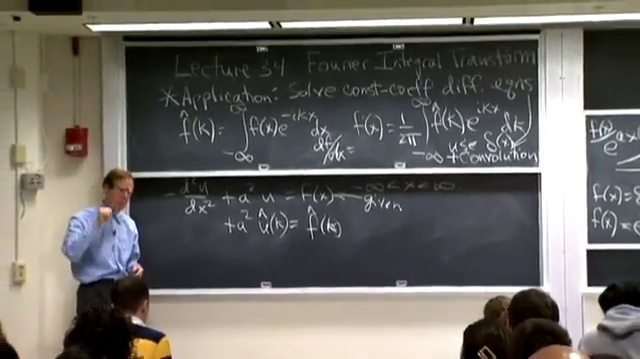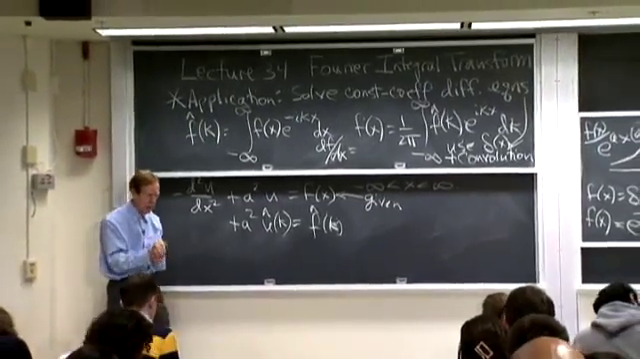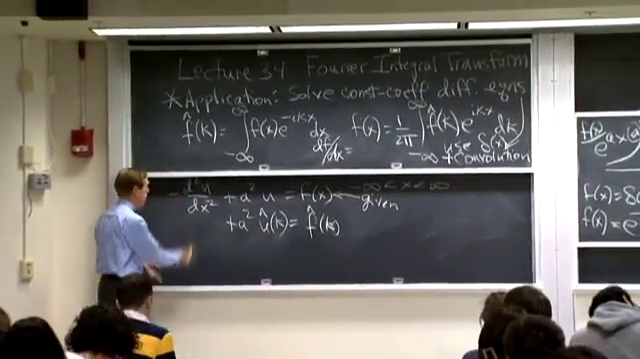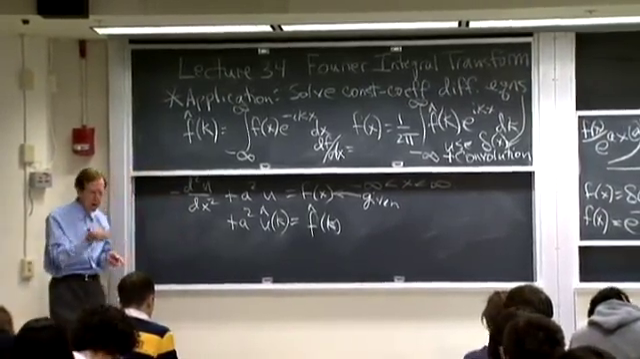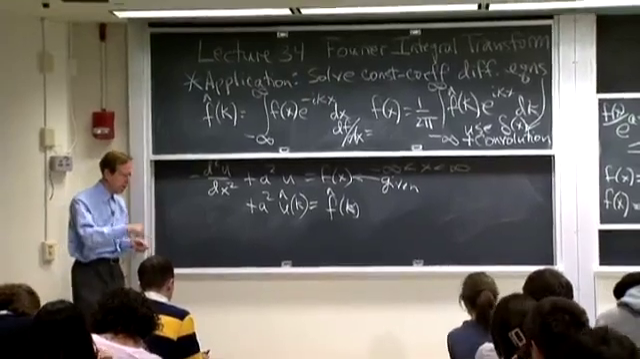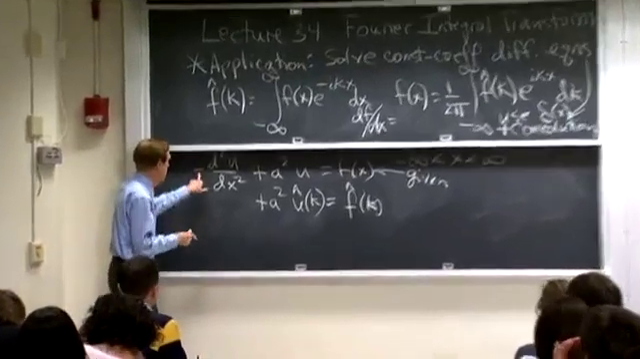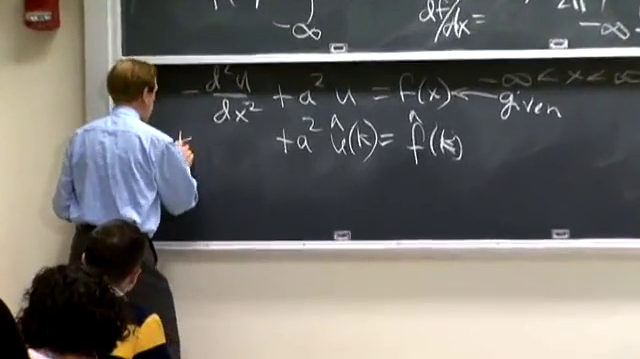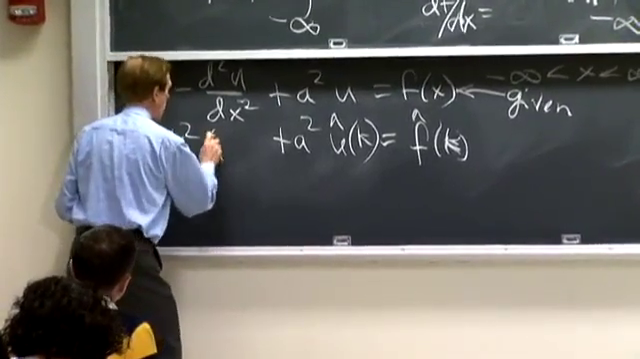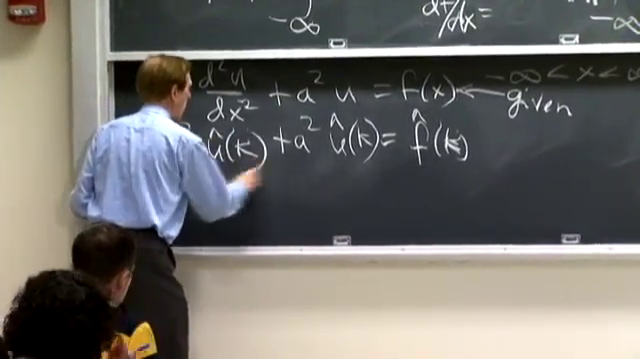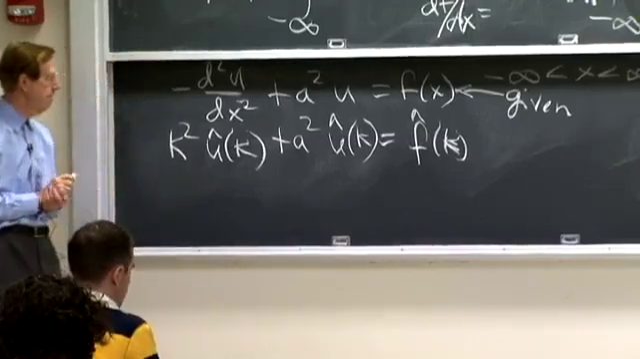Higher frequencies are emphasized now because of that k factor. And now if I take two derivatives, I bring ik twice. So it's i squared k squared. The i squared and the minus give me a plus, so that's just k squared u hat of k. Okay with that?